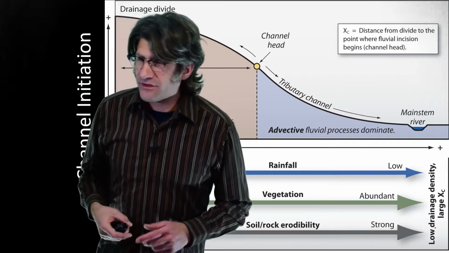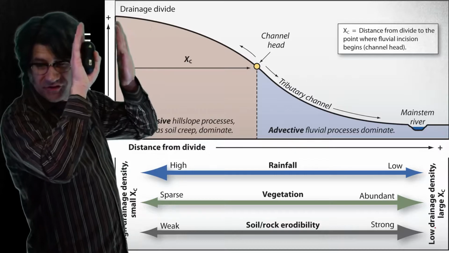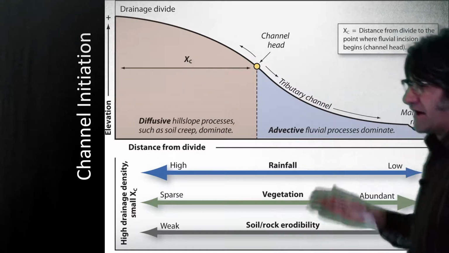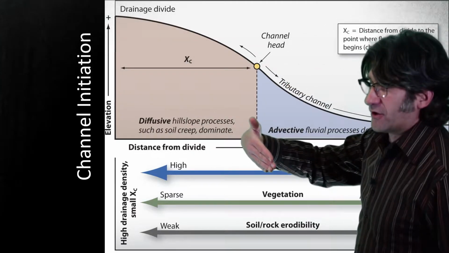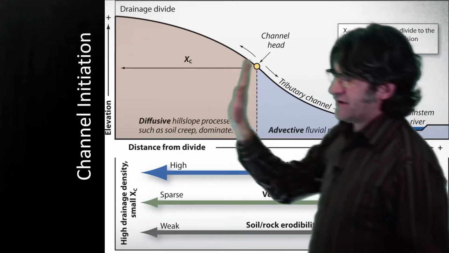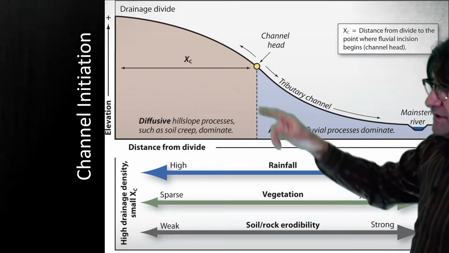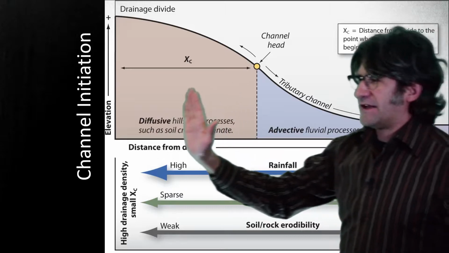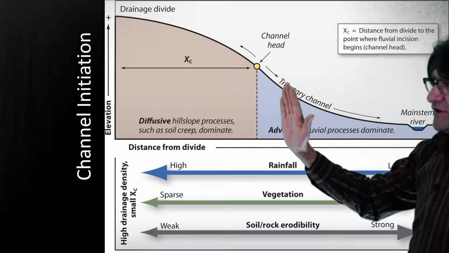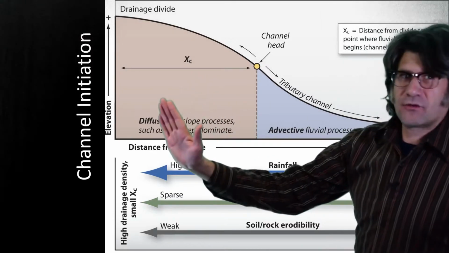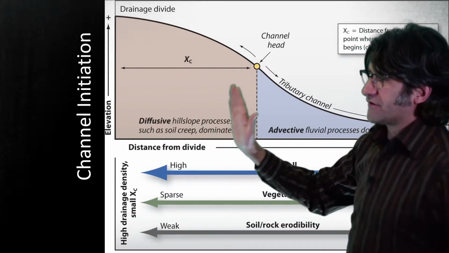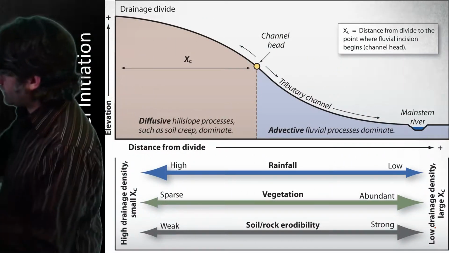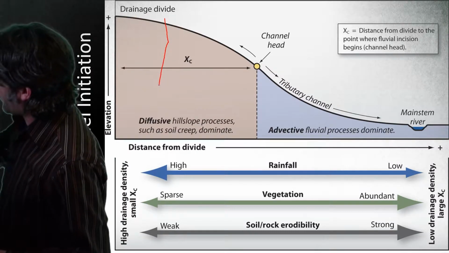Okay, so we can think about this in terms of a cross section, going from a drainage divide down the slope to the valley floor, and somewhere along the way we're going to end up at our channel head. And so we're going to have this distance, XC. XC is where we have diffusive hill slope processes that are prominent, and that distance is from the drainage divide to where we start seeing channels. Oftentimes we're interested in quantifying what this distance is, because in some landscapes, our XC is way up here, and sometimes it's way down here.